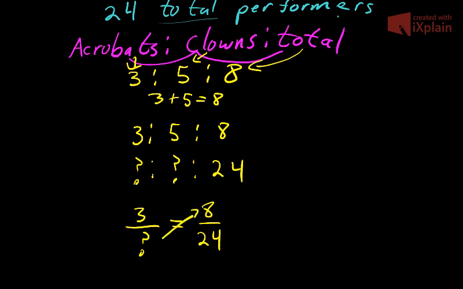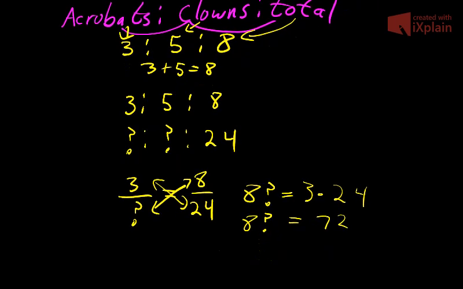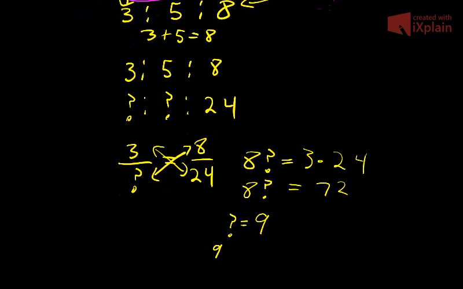I do my cross product here and get 8 of these is going to be equal to 3 times 24. If we do a bit of multiplication and a little bit of division, we multiply 3 by 24, that gives us 72 equals 8 times something. And we know that 8 times 9 equals 72, so our question mark has to be 9, so there were 9 acrobats.